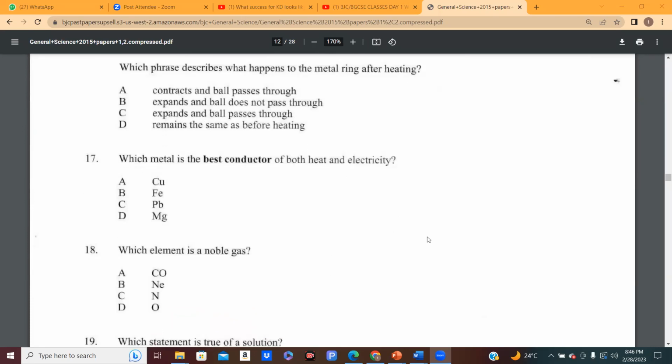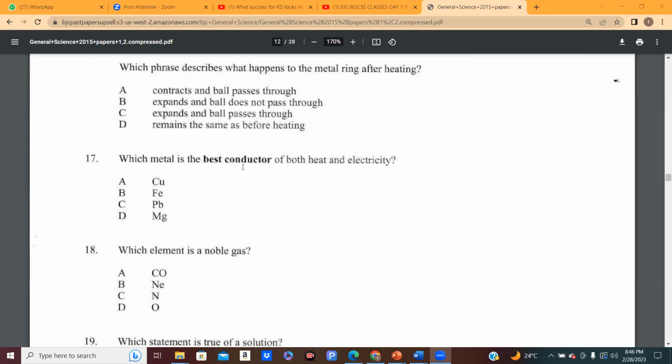All right. Next question is for Alexander. Alexander, which metal is the best conductor of both heat and electricity? Is it A, CU, B, FE, C, PB, or D, MG? FE. No, that's not correct. The best conductor of electricity, try again. And it's not iron.